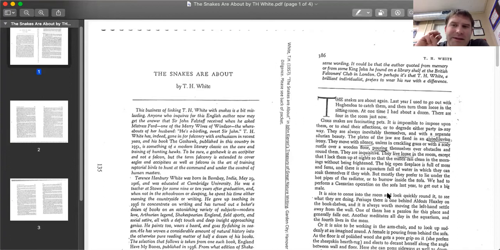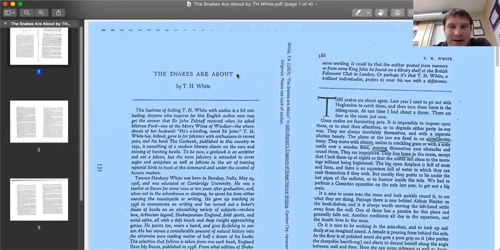Out of all three of these pieces, you can type in the title and the author and PDF and probably get a higher quality version if you want, except for The Snakes Are About. If you want the higher quality one, the full 14 megabyte file of The Snakes Are About, just email me and I will send it to you, because I try to make them smaller. That way it's easier for you to interact with them via Classroom.